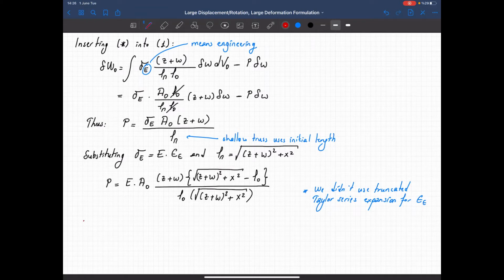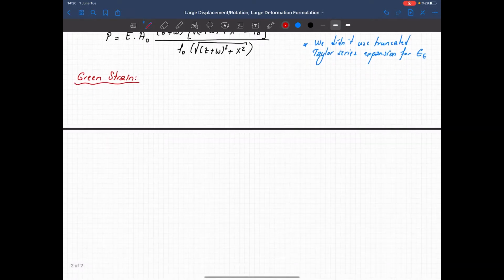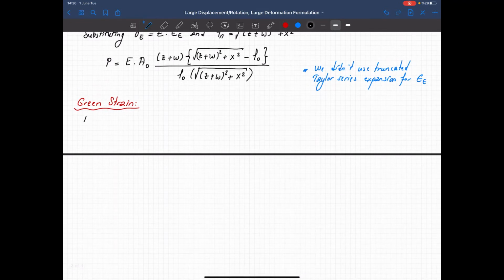As a second case, we will be using the Green strain definition and do the formulation accordingly. Now, in our first formulation, we say that the engineering strain is equal to Ln minus L0 divided by L0. So we can write this as follows: epsilon E multiplied by L0 plus 2 times L0 is equal to Ln plus L0. Okay?